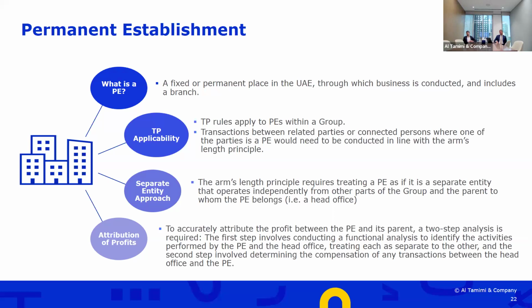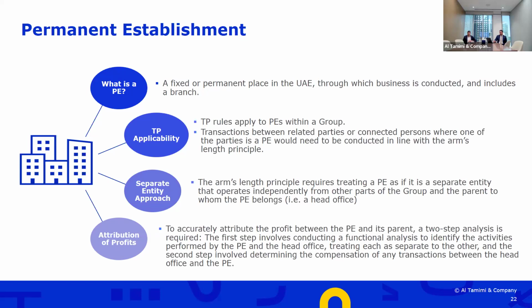There are also certain circumstances where a fixed or permanent place in the UAE would not give rise to a permanent establishment, because there are certain exceptions to this rule, where, for example, the activities carried out are of what is considered a preparatory or an auxiliary nature, meaning that the level of activities is so low, it does not really constitute a business activity. It's merely preparatory. The OECD provides a lot of guidance over what that constitutes.